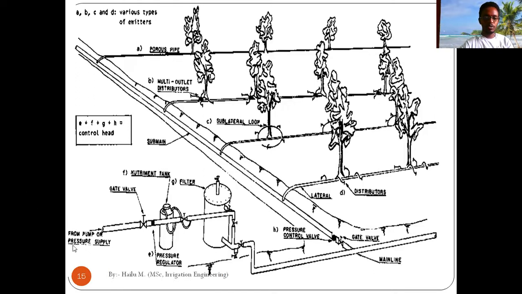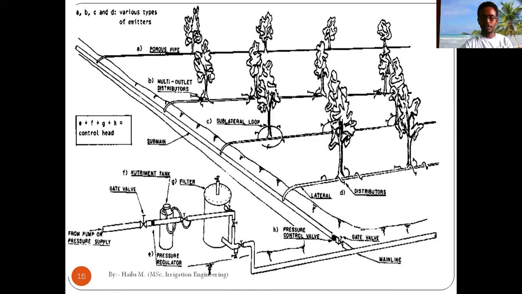There is a water source. From the water source, water will be uplifted with a pump unit, and after the pump unit, there will be gate valves, and we have nutrient tanks. This nutrient tank is also directly installed to the pump pipe units of drip irrigation, and all the necessary nutrients, fertilizers, and other chemicals are added into these nutrient tanks. Then it will be mixed with water and applied to the root of the crop.